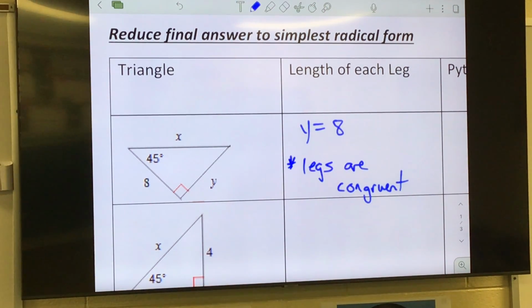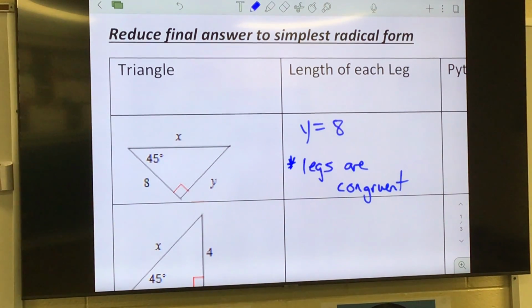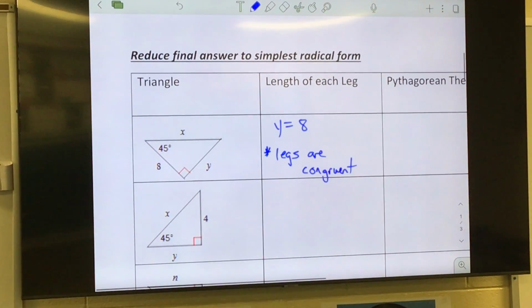And I just wrote there as a reminder that the legs are congruent. So you shouldn't have to show any work for that, right? That's a pretty easy problem. You don't have to do Pythagorean theorem for the leg. You do, however, have to do it to find the hypotenuse, okay? At least until you really get to know them. So that's what we're going to do.